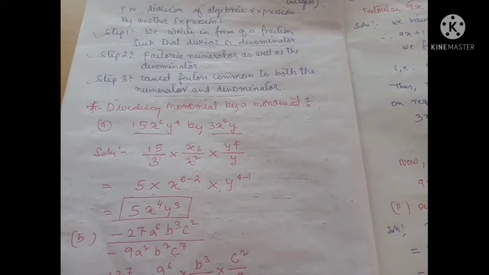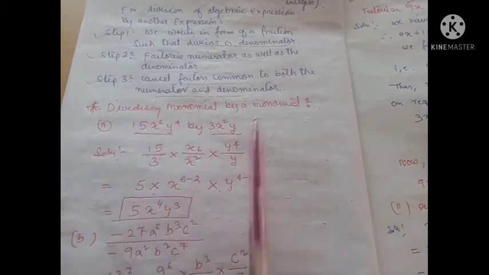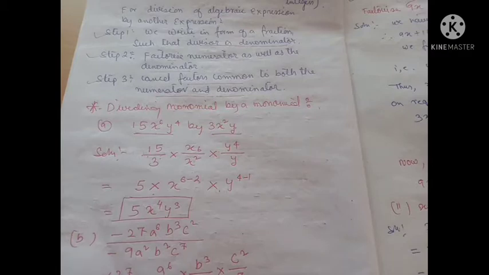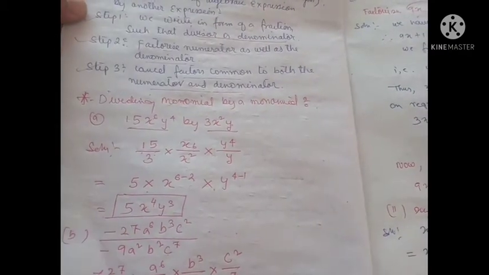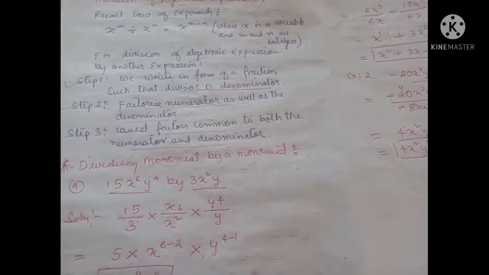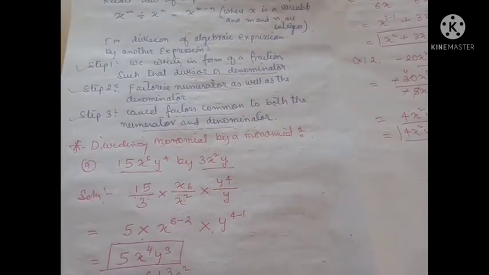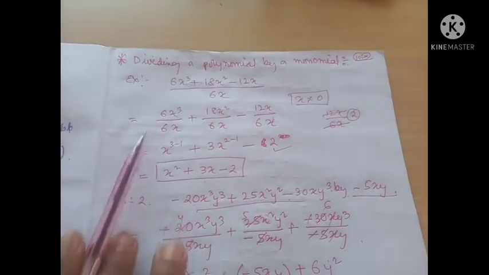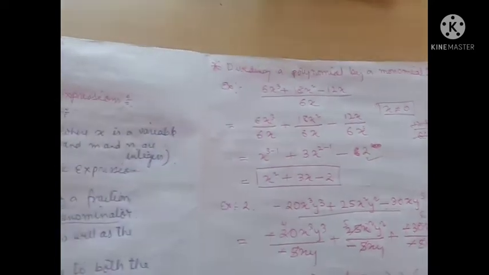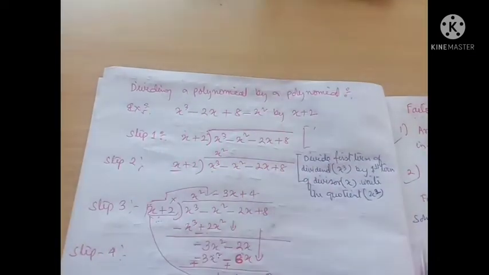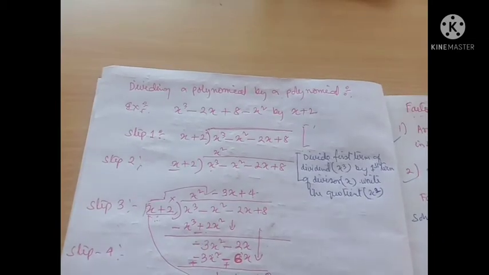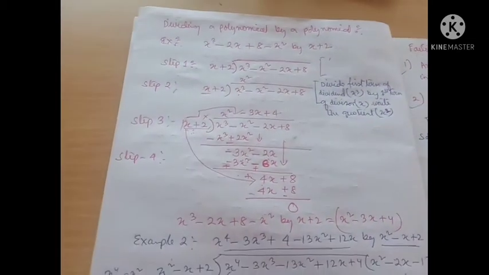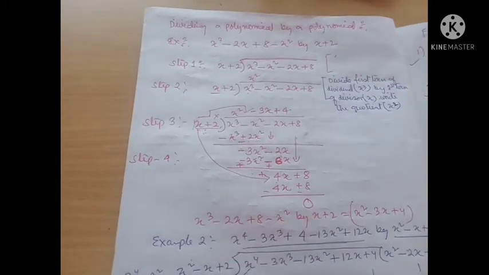So we have come across a few examples of dividing a monomial by monomials. Dividing the monomials by the monomials, this example we have done in the last part, the second part. Dividing the polynomials by monomials we also concluded in the last part. And another one is dividing a polynomial by a polynomial. This is another method that we have seen in part 2 also. This is the long division form of polynomial by polynomials.